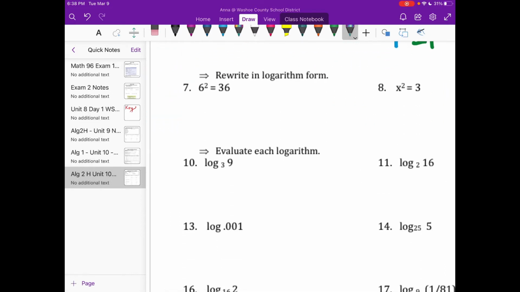Right. Now we're going to do the opposite. We're going to rewrite in logarithmic form. So remember that the base stays the base. So my base on number 7 is a 6. So I'm going to go ahead and start with log with a little 6. That's my base. And remember that my other two switch place. So the 36 is going to be with my log, equals the 2, because they just switch sides.